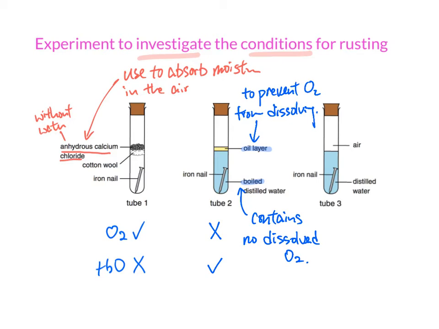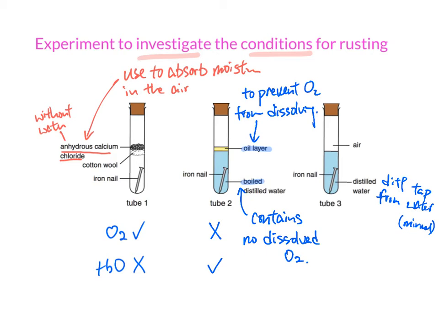Okay, for the last one, you find that the iron nail is placed in distilled water. Distilled water is just normal water but with no other impurities. It is slightly different from tap water, because tap water may contain some minerals. But you know that distilled water is pure water. There are no minerals in it.